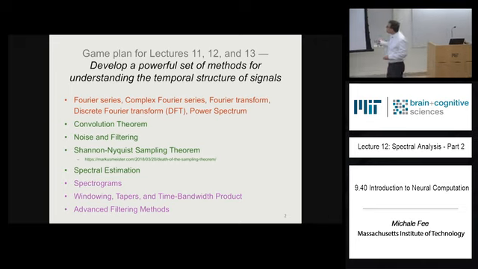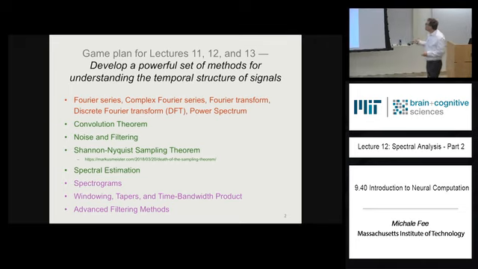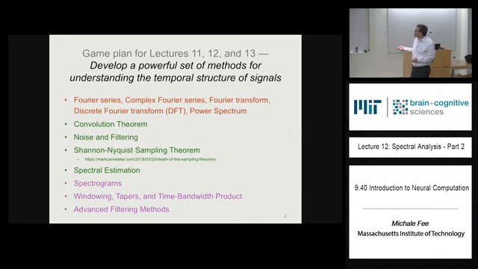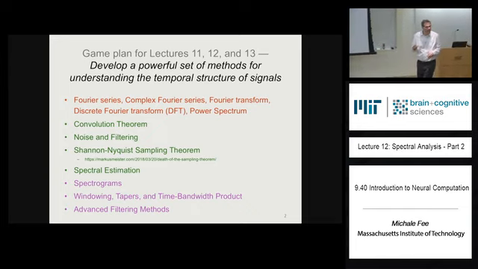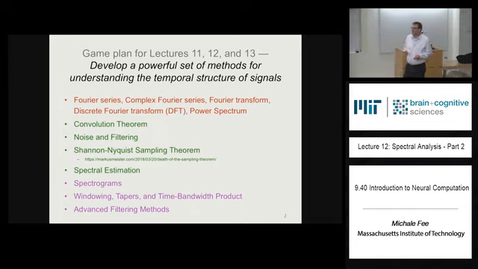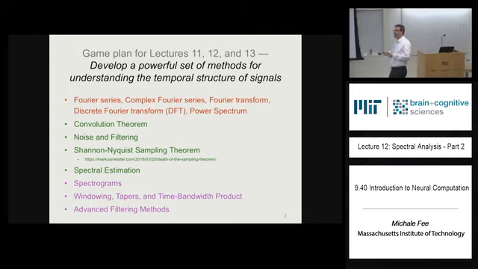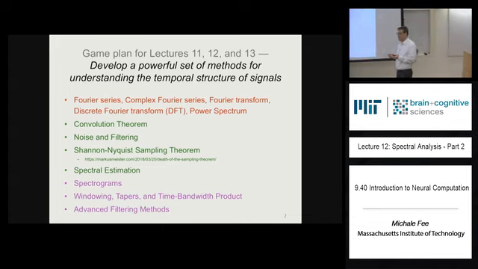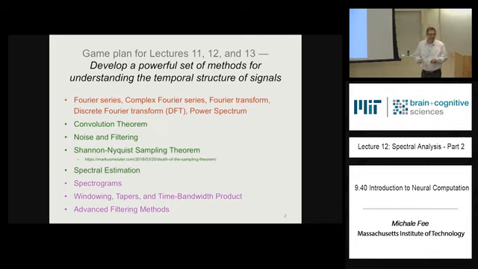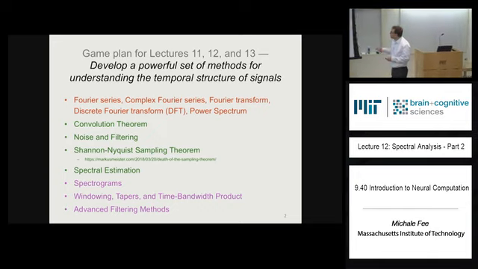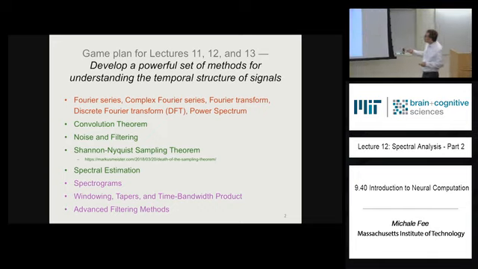Last time we covered Fourier series, complex Fourier series, and the Fourier transform, discrete Fourier transform, and we started talking about the power spectrum. And in that section, we described how you can take any periodic function and write it as a sum of sinusoidal components. So even functions we can write down as a sum of cosines, and odd functions we can write down as a sum of sines. Today we're going to continue with that.